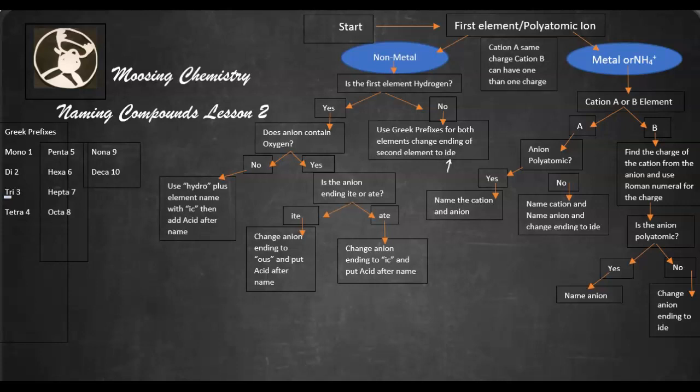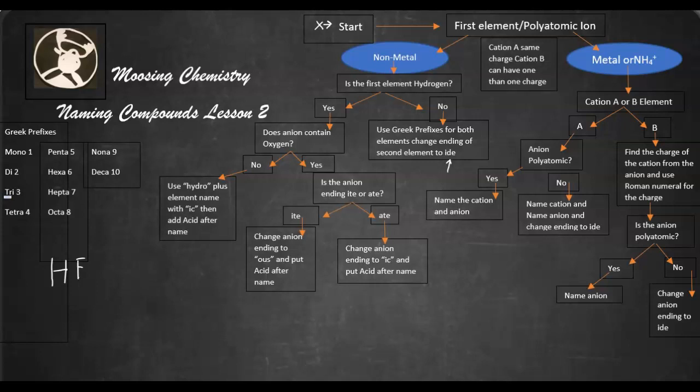All right, so let's go ahead and do this compound here. HF. So we wrote HF. What's the name of that compound? Let's start right here, at the start, and head down this flow chart. So we follow the orange arrow. The first element or polyatomic ion.